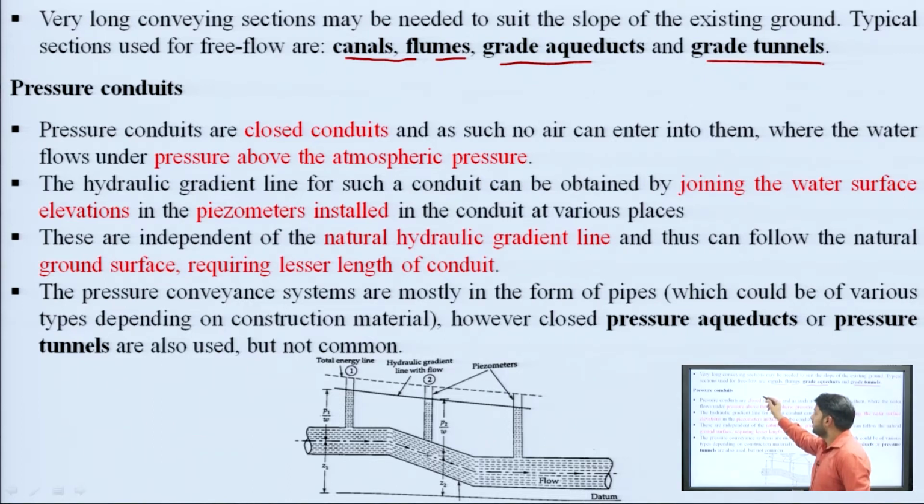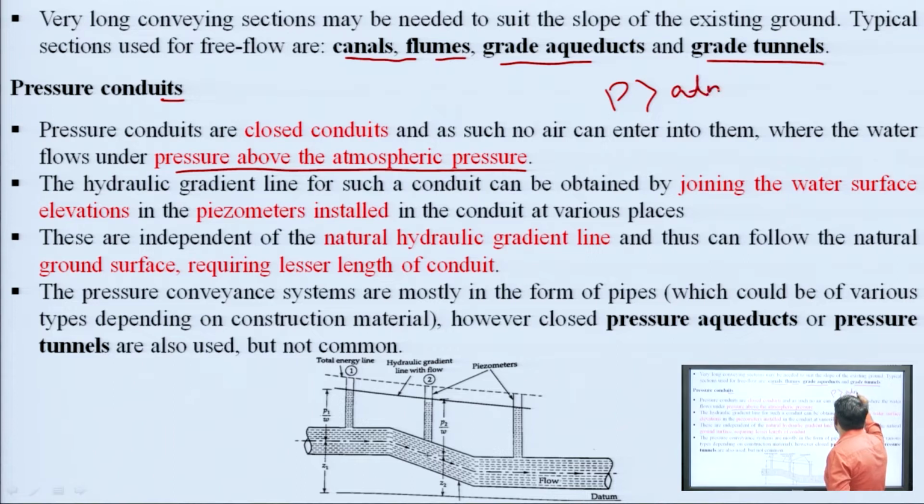Next conduit is our pressure conduit. What will happen in this conduit? In this conduit the water will flow under a pressure greater than atmospheric pressure. Here pressure is greater than atmospheric pressure. It means there we can also see pressure head. In the previous case pressure head is not present because the value of pressure is 0 as the water is flowing under the action of gravity.